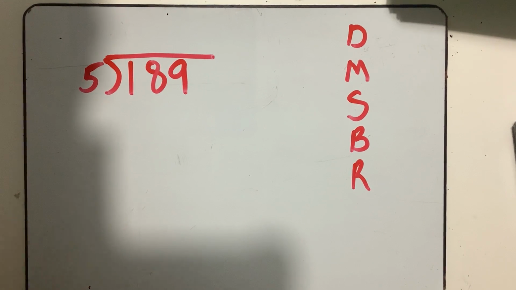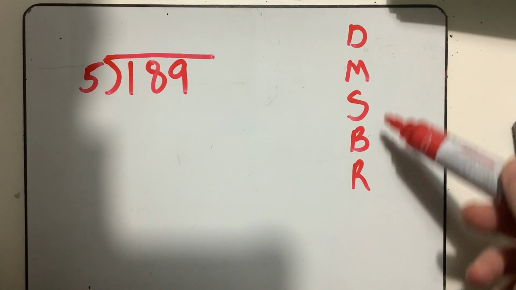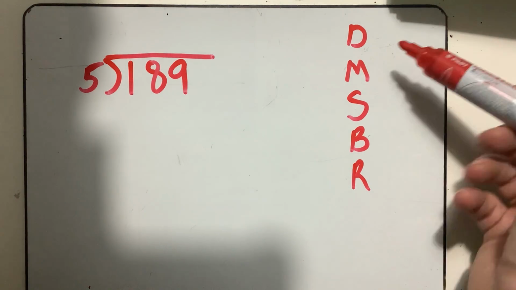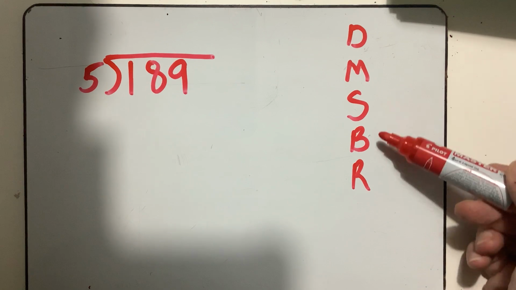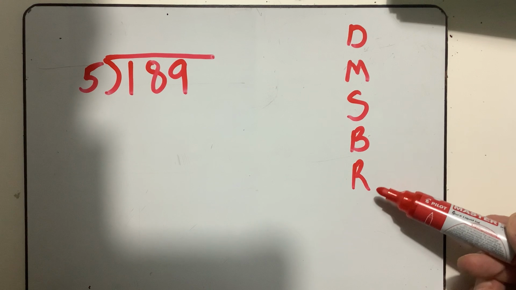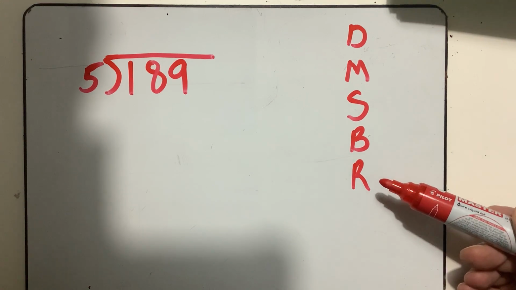Okay, so we're going to solve this problem using the long division strategy. You can see down the side over here, I've got some letters to help remind me of what to do during this strategy. They stand for divide, multiply, subtract, bring down, and then this R can be for repeat if we need to do it again, or it might be a remainder if there's not enough left over.